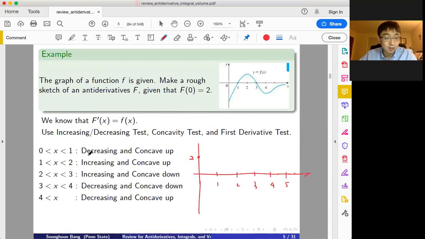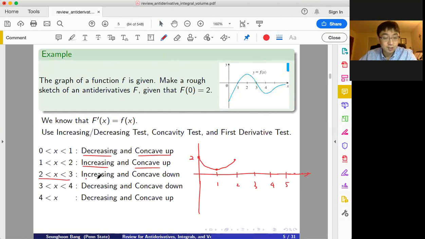The 0 to 1 graph is decreasing, concave up. So we have decreasing, concave up from here. Decreasing, concave up. So like this. The 1 to 2 is increasing, concave up. We have here a local minimum, increasing, concave up.